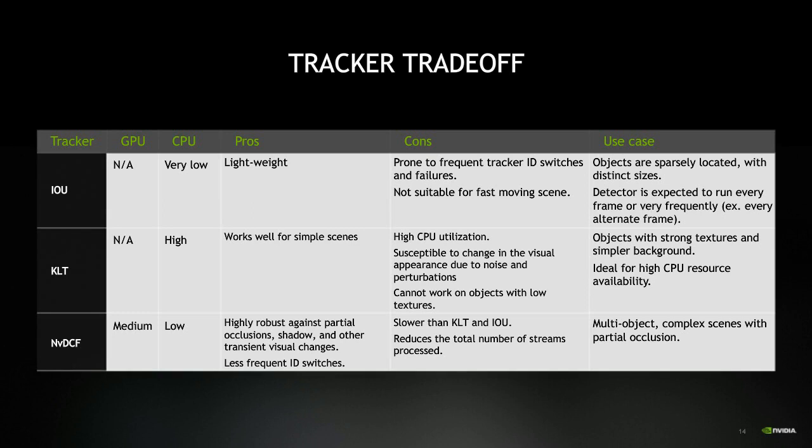Now let's compare the three trackers that are provided. The IOU tracker is a very lightweight CPU-based tracker which provides the highest performance. The downside is it's very prone to frequent ID switches and thus it's not suitable for fast-moving scenes. The use case of the IOU tracker is to track objects that are sparsely located with distinct sizes. The next is the CPU-based KLT tracker.